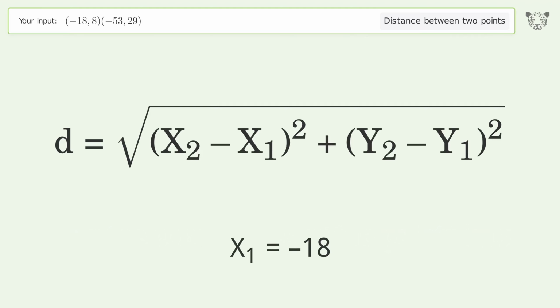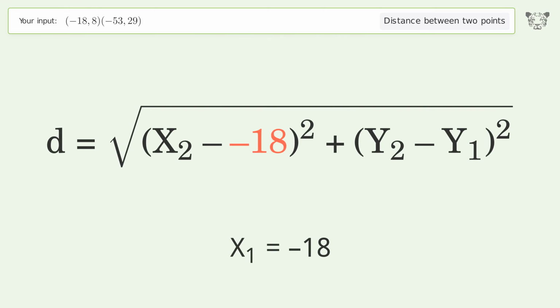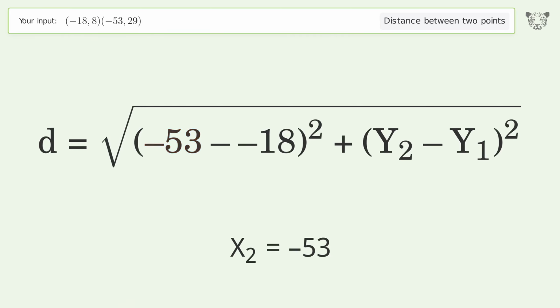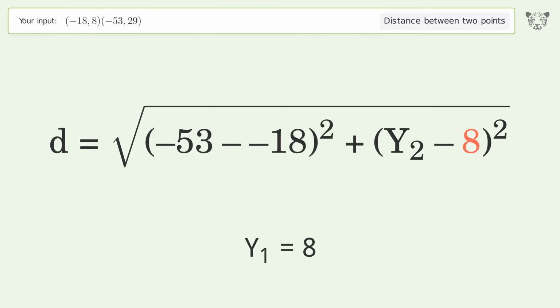x1 equals -18. x2 equals -53. y1 equals 8. y2 equals 29.